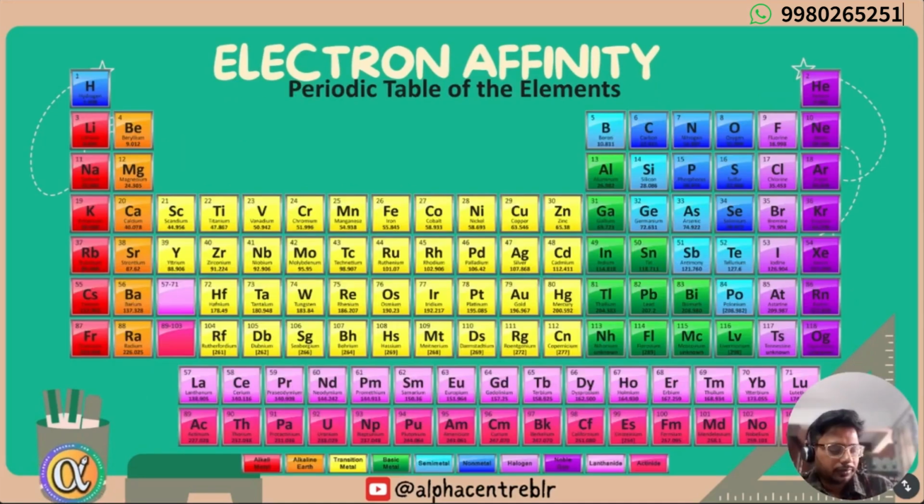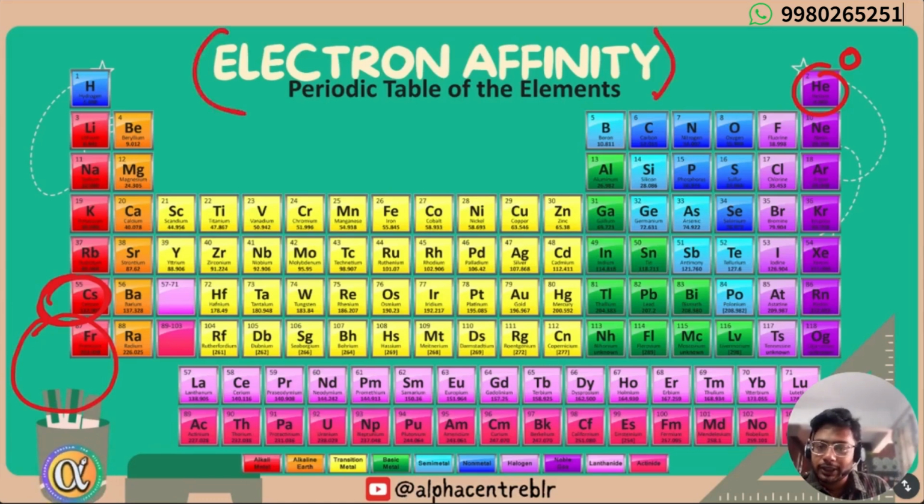Clear? It's now clear that this corner has the biggest size and this corner has the smallest size. Smaller size has highest ionization potential and the biggest size has least ionization potential. So therefore the least is cesium or francium and the highest is helium. Electron affinity also has a similar trend like ionization potential. So again here the least would be cesium or francium, but we are not interested much in least, we are interested in highest. Which element has highest electron affinity?